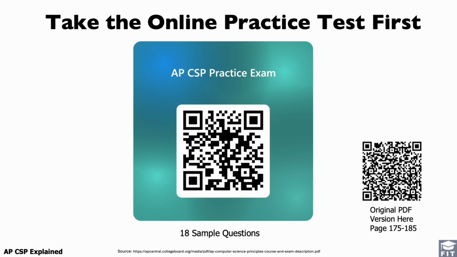Before we dive into the big ideas and practices, we've pulled a set of sample questions straight from the official AP handbook to use as practice material. You can scan the large QR code to take the quiz online. You'll get your score instantly after submitting. Prefer working on paper? Use the smaller QR code on the right to access the original PDF version. Go ahead and pause the video now, complete the questions, and come back when you're ready to review.